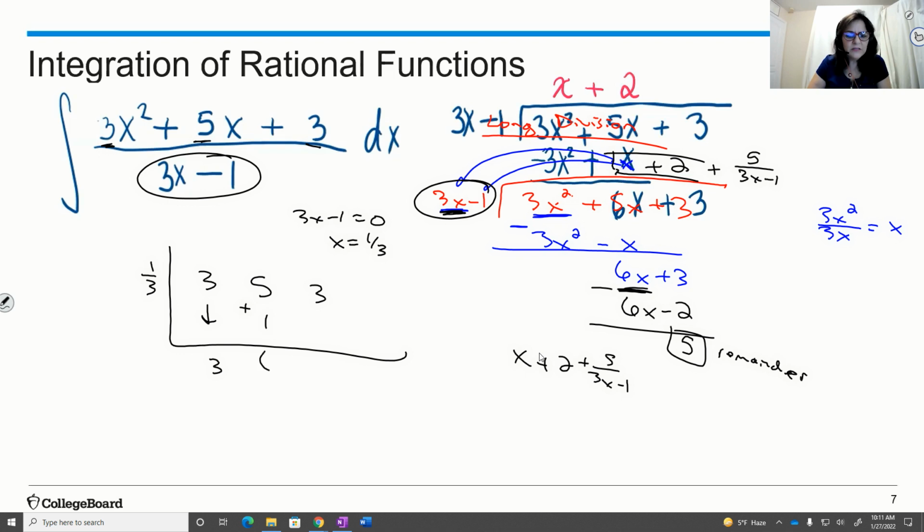Actually, I haven't tried this yet. This is a good workout. Let's see what it would be. Should use the same answer. I think we have to maybe pull out something. Yeah. So you end up having to pull out a 3. This would be then 3x plus 6 plus 5 over 3x minus 1.